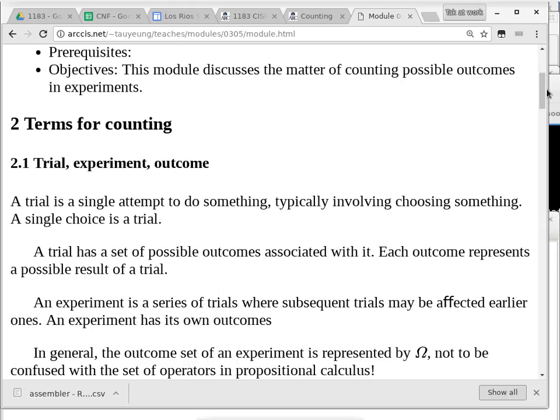Yep. Okay, so we're going to talk about these terms in discrete probability distribution. So we'll first talk about what is a trial. A trial is a single attempt to do something, especially involving choosing something, or it can also apply to something that has just a single outcome. So in many examples, like flipping a coin, it's one single trial. You flip a coin once, that's one trial. You flip a coin again, it's a second trial.